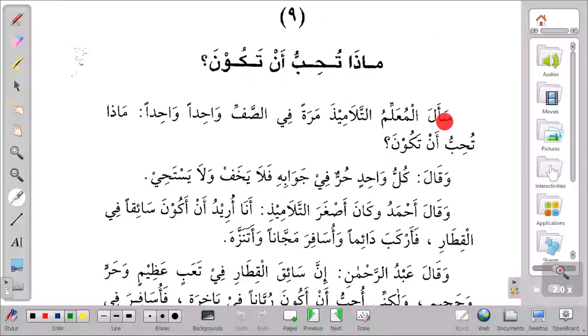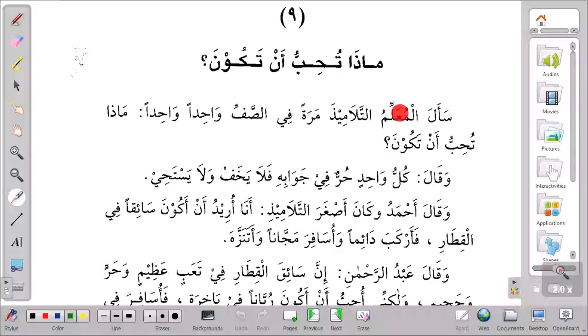So, as you can see here, سأل المعلم التلاميذ مرة في الصف واحدا. سأل المعلم. The muallim asked. Sa'ala is he asked, yas'alu, he is asking. The muallim is the teacher. Allama yu'allimu. Allama, he taught. So, for example, Ar-Rahman allama al-Quran. He taught the Quran. So, allama is the verb. He taught. Yu'allimu, he is teaching.